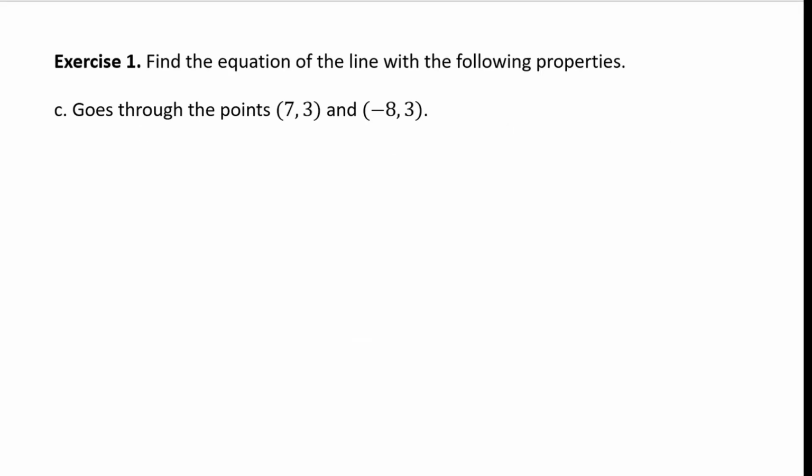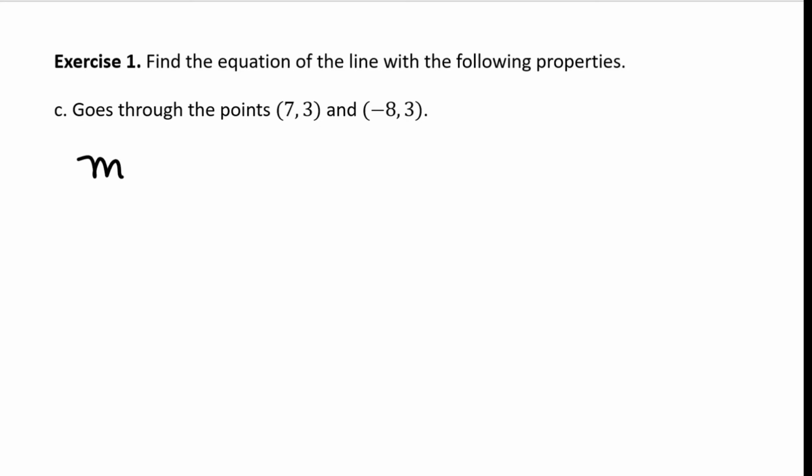Part C. Find the equation of the line that goes through the points 7, 3 and negative 8, 3. As with the previous part, you have to have a point and a slope to get the equation of a line. Since we're not given the slope, let's find it.